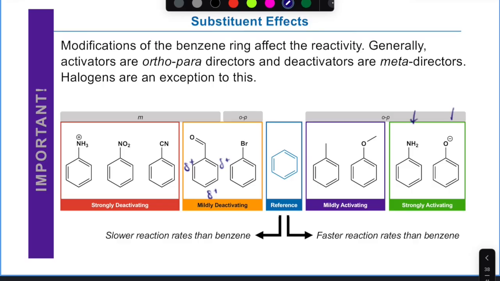So we can see that if we throw the negative charge into the ring, we're really making a super active nucleophile for our aromatic reactions.